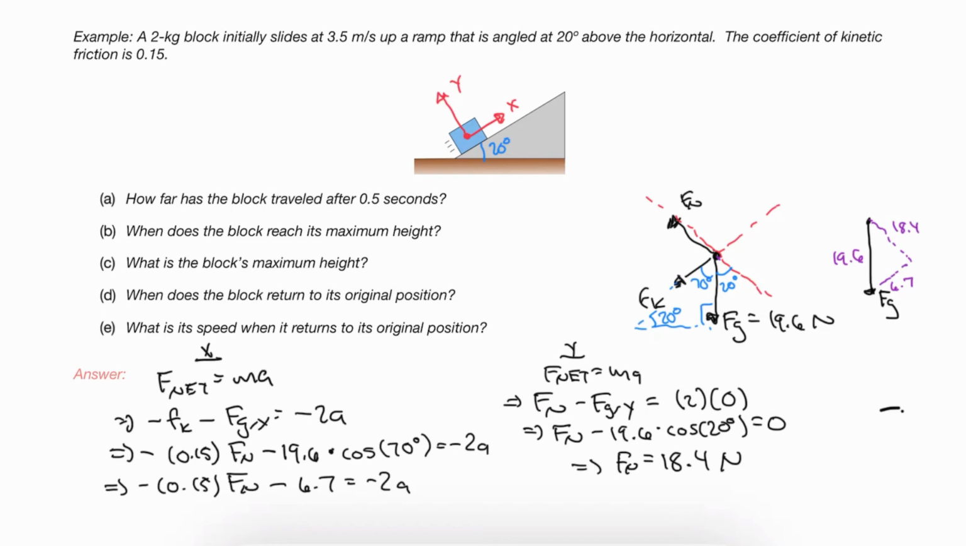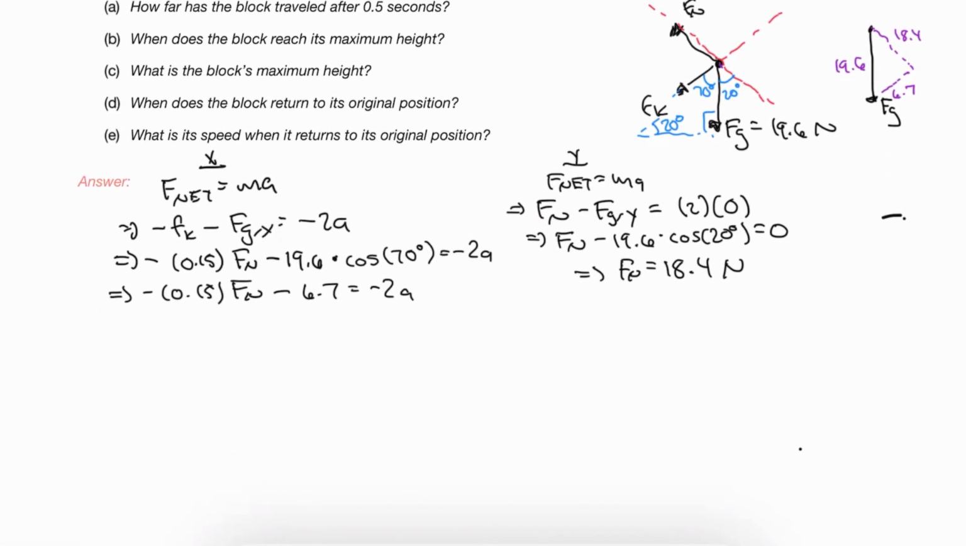And now that I've written all that information down, I can solve for my acceleration in the x direction. I do that by plugging in this normal force and solving and finding that the acceleration is 4.7 meters per second squared. That allows me to finally write down my kinematic variables in the x direction.